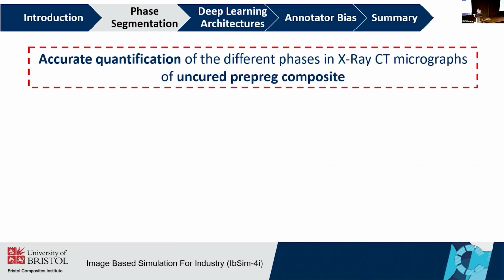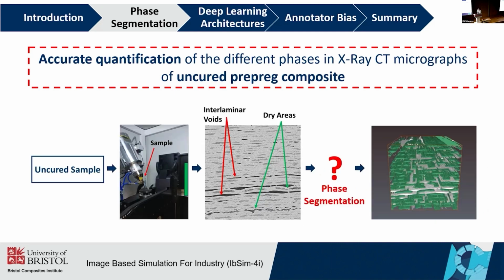So now we are interested in the accurate quantification of the initial microstructure of composite prepregs. In order to do that, what we did was to take an uncured sample, put it on the CT scan at the NCC, and generate the micrograph of the uncured laminate. In this uncured laminate, we can clearly see where the dry areas and where the interlaminar voids are, and then perform some phase segmentations and obtain the final volume.